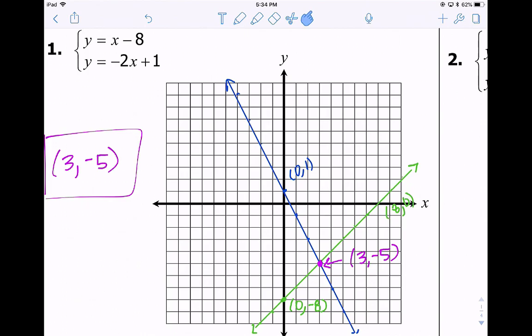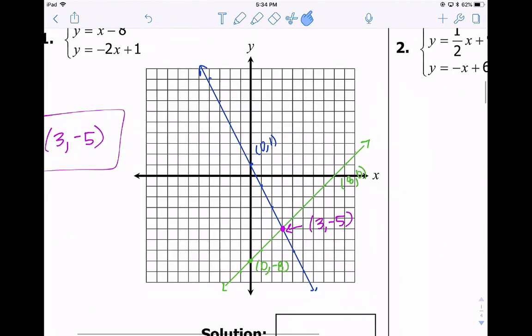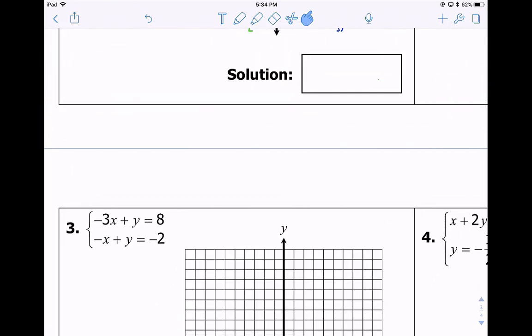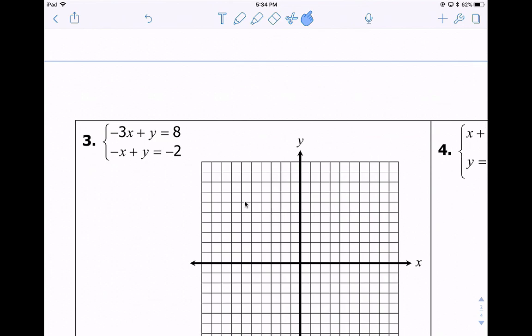We'll go to number 3. Number 3 is different because these are not in y equals mx plus b. So the first step, step 1, which we skipped on number 1, is to get them to y equals mx plus b. So we definitely need to be able to do that first.